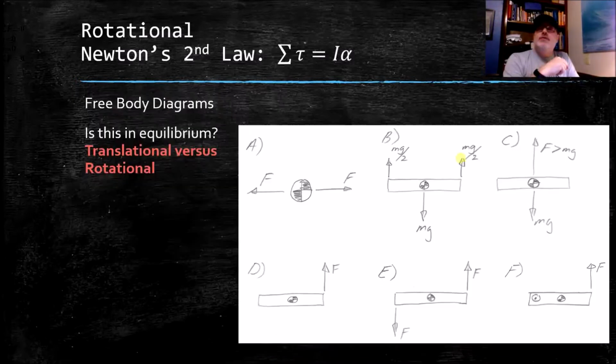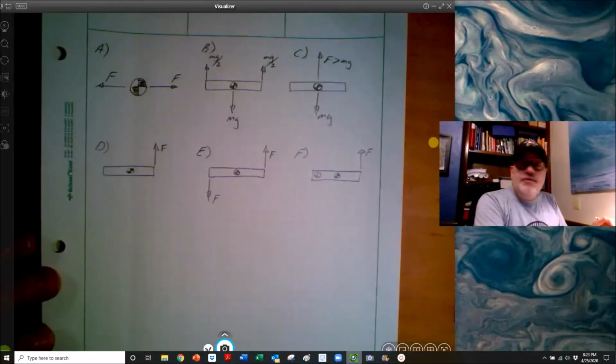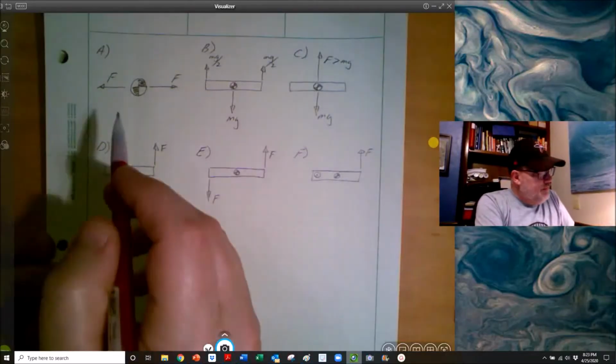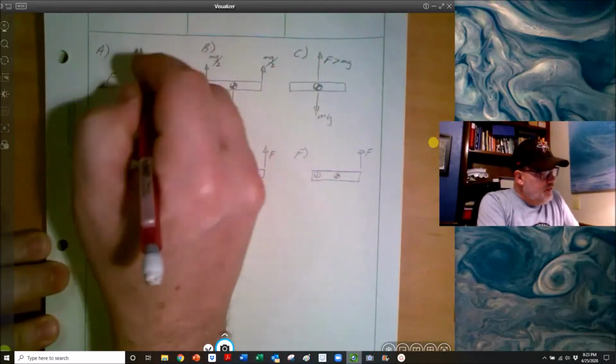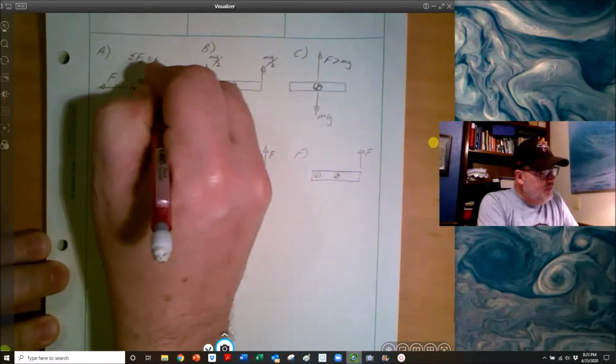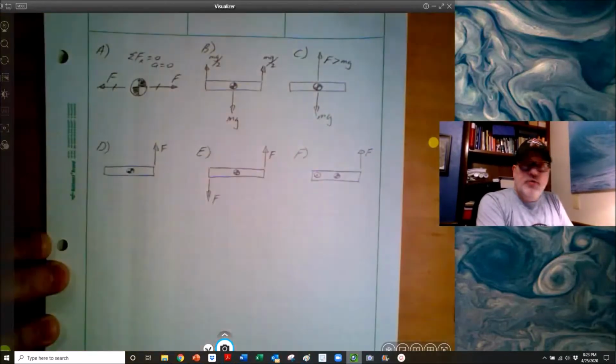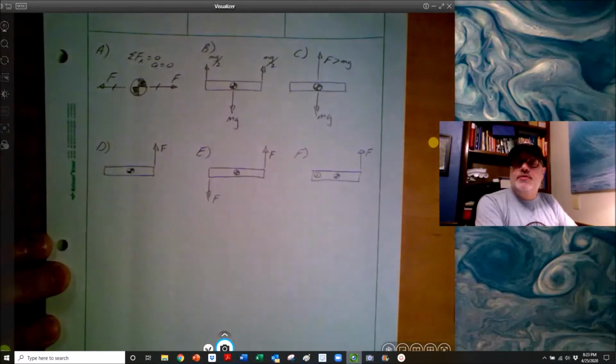Let's take a closer look at free body diagrams. So take a look at all of these free body diagrams down here and decide whether you think they're in equilibrium or not. Now, be careful. We have 2 types of equilibrium to consider now: translational equilibrium and rotational equilibrium. Let's consider translational equilibrium first. Okay, so on our first free body diagram, we have a force to the left and right. They're equal, so the sum of the forces in the x equals 0, so the acceleration will equal 0 in the x direction, so no acceleration, it's in equilibrium.